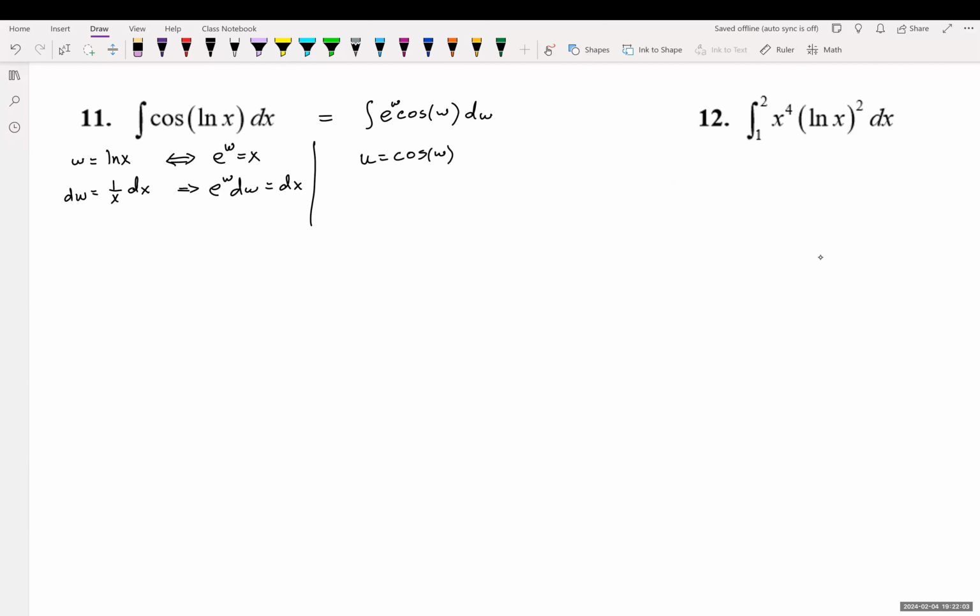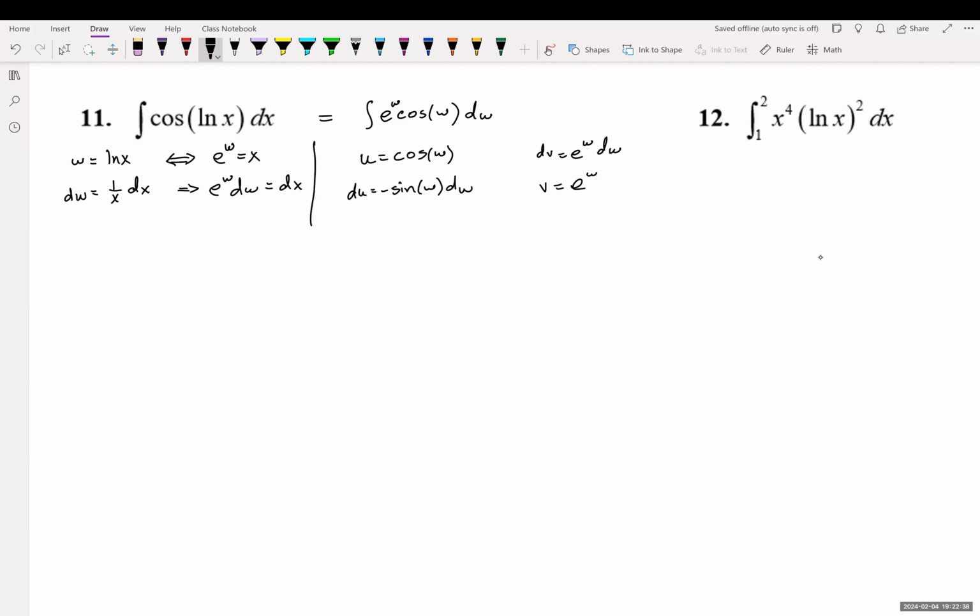I think I did this problem earlier, letting u be e to the w, and that worked as well. And then we have dv is equal to e to the w dw. So real quick, the reason I chose to use w way back here instead of u was because I always like using u and dv when I'm doing integration by parts. So anyway, du here is going to be negative sine w dw, and v is e to the w.